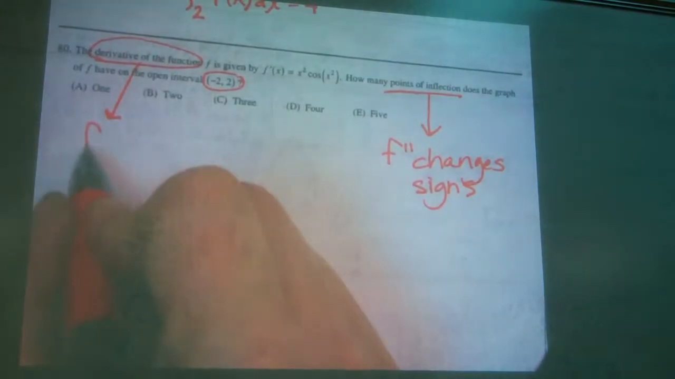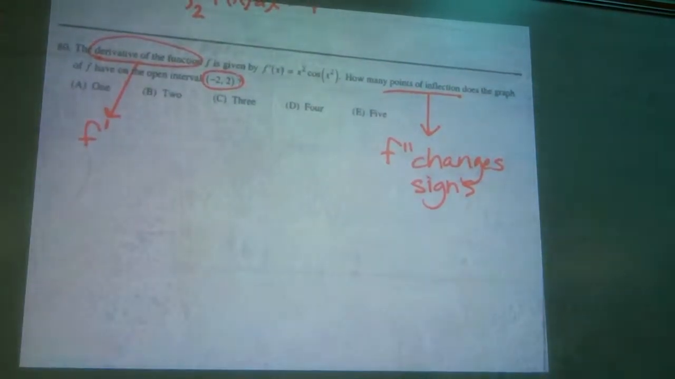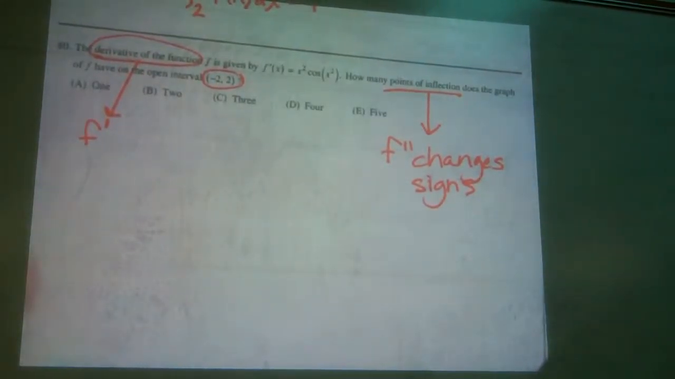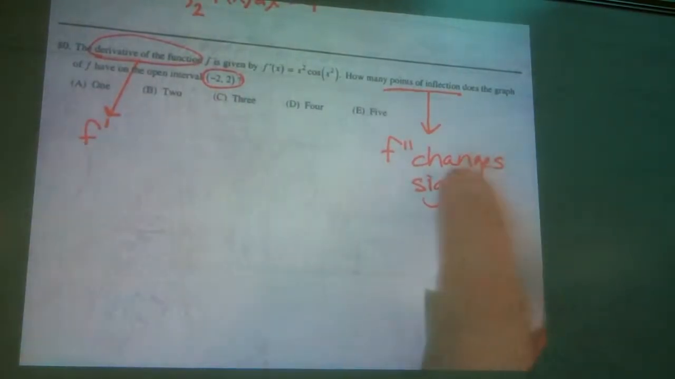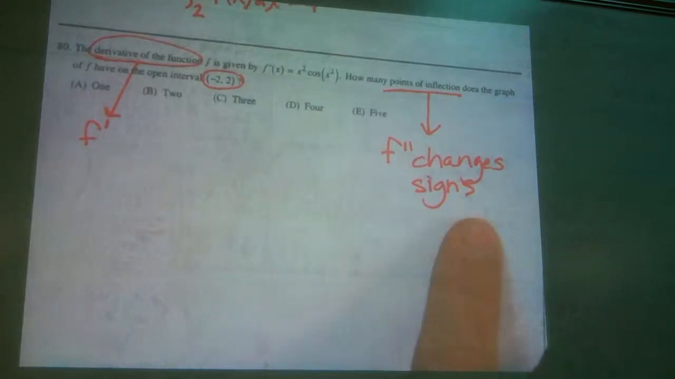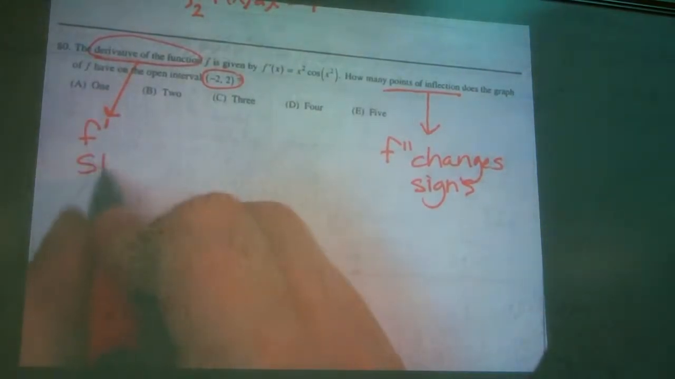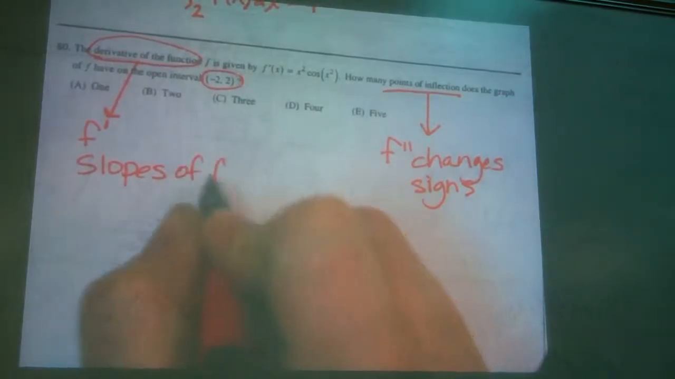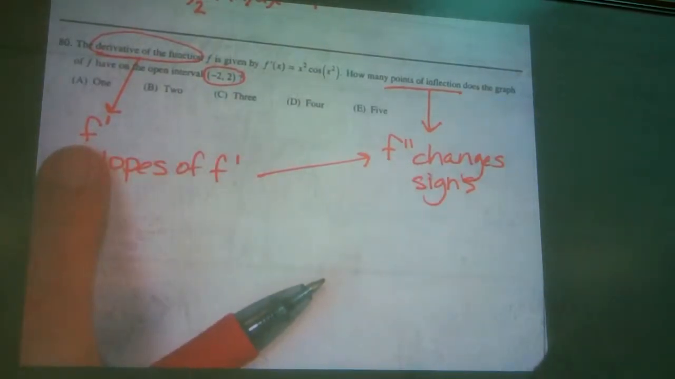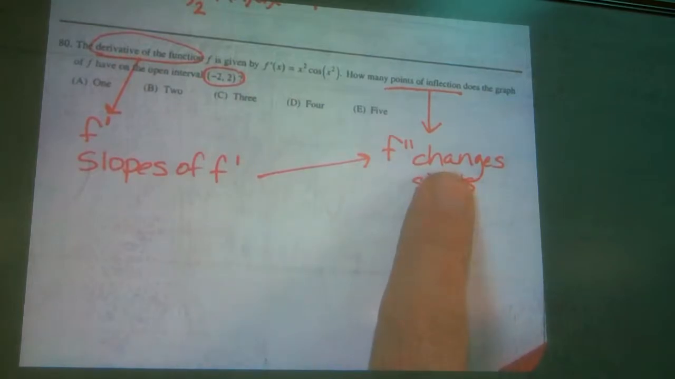If I have the graph of f prime, and I want to look at where f double prime, or the second derivative, changes signs, what am I going to look at on the graph of the derivative that will tell me about the second derivative? That would be if I was looking at the original function. The slopes. Right. The slopes of my derivative graph are my second derivative. Right? Because if you think about it, how do I get from the first derivative to the second derivative? I take the derivative. And taking a derivative means that I'm finding the slope.